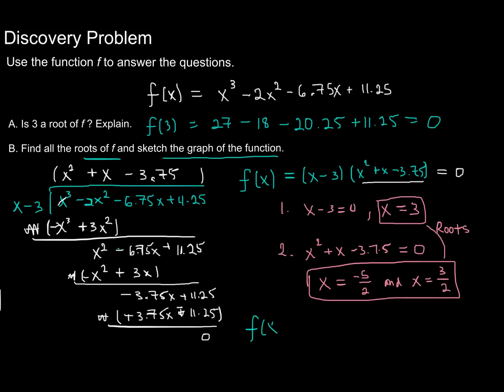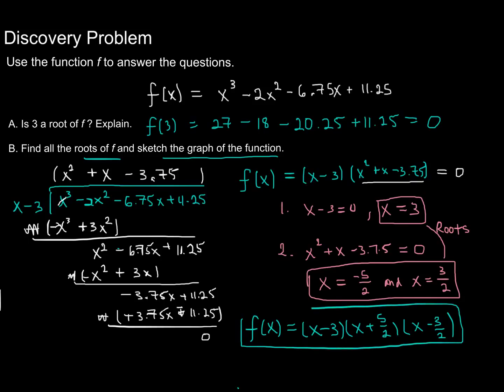So my function, f of x, is x minus 3 times x plus 5 halves times x minus 3 halves. That's my fully factored form, and now I can use this to go ahead and sketch a graph of the function.